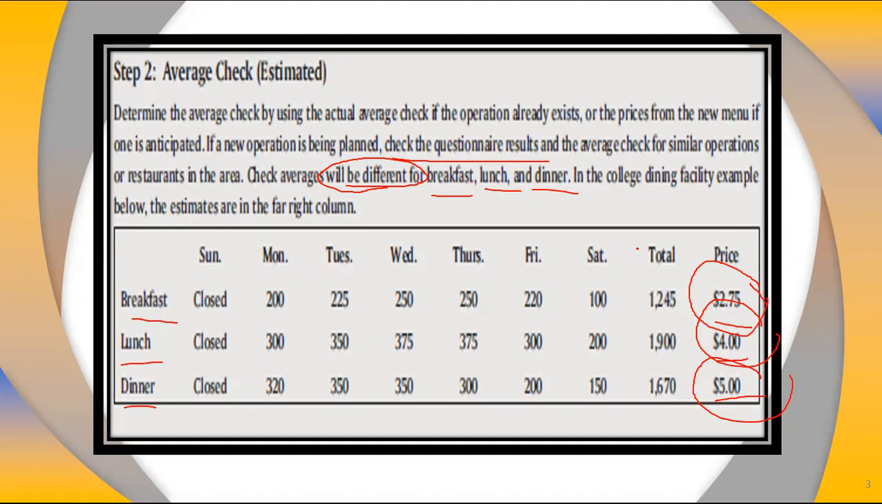Based on the prices you have put in your menu, you need to select what item or what price you will write for your average check. Again, you can base it on your online survey questionnaire or on your bestseller. So that's it for the average check.